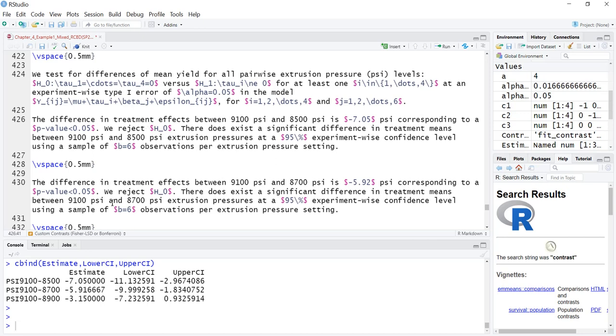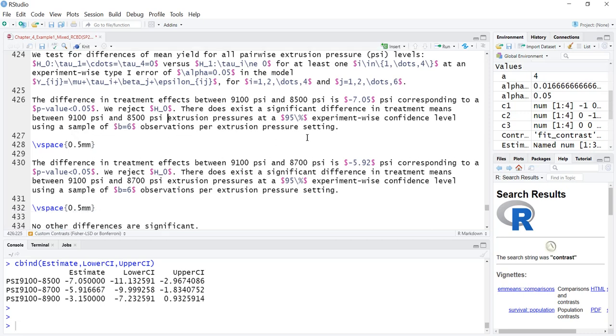And so that's the best I can do. I just know that it's less than 0.05 because 0 is not in the confidence interval. We reject H0. There does exist a significant difference in treatment means between the 9100 and 8500 extrusion pressures at a 95% experiment-wise confidence level using a sample of B equals 6 observations per extrusion pressure.